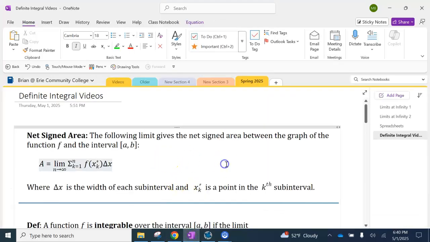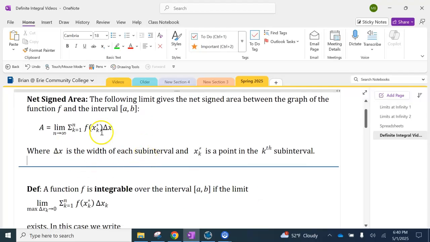So for the definition of net signed area, we've got that limit. It's the limit as we sum up what we call the Riemann sum inside of that. We're taking the limit as we make the number of rectangles increase more and more. This multiplication here, the function value times delta x, that's the area of the rectangle. So we're adding them together.